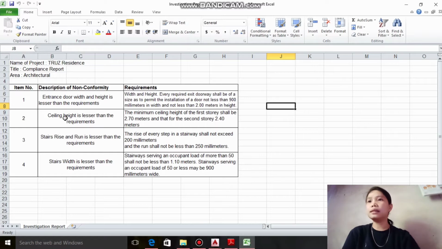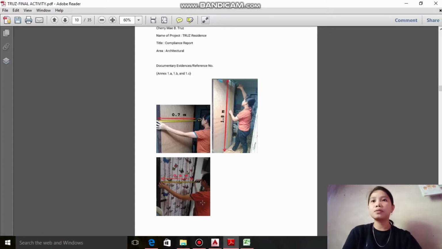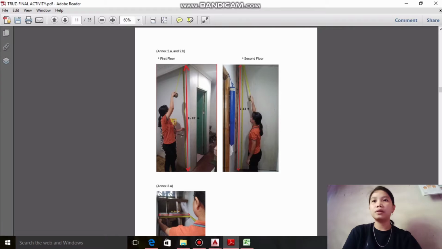Second is the ceiling height is lesser than the requirements. The requirement, the minimum ceiling height of the first story shall be 2.7 meters and for the second story, 2.4 meters. So the ceiling of my first story is 2.27. In the second floor, 2.12.